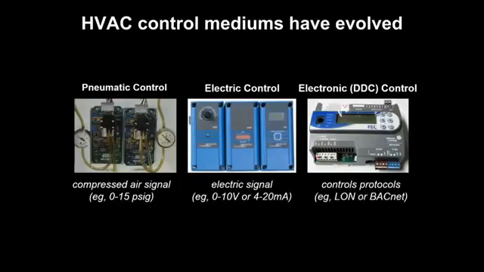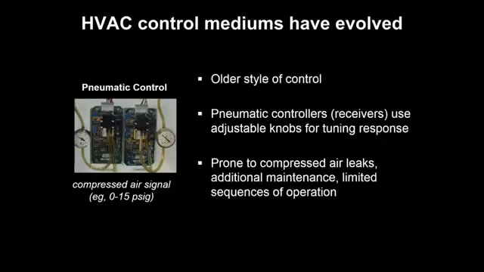So the control infrastructure has changed over time. So for the most part, we're going to see more of what's shown on the right here than we will on the left. So they're still out there. Let's give a little basic synopsis. So this pneumatic control is the older style of control that we had before digital, before electronic, before electrical. So what we have is these pneumatic controllers that are probably in a control cabinet or near some piece of equipment like an air handler.